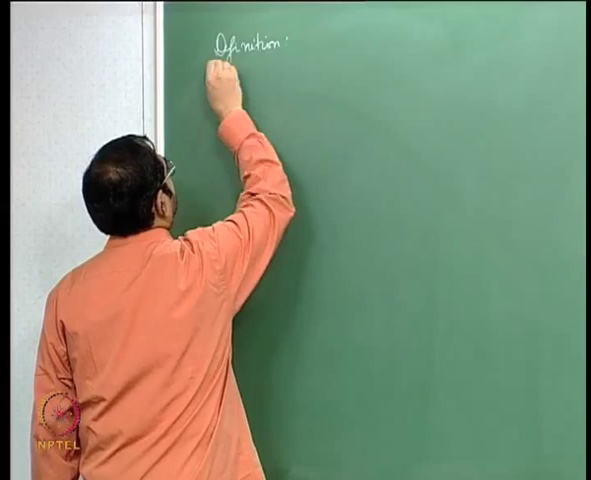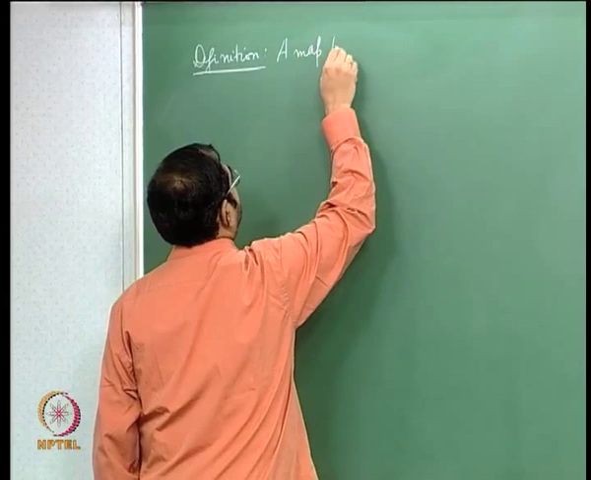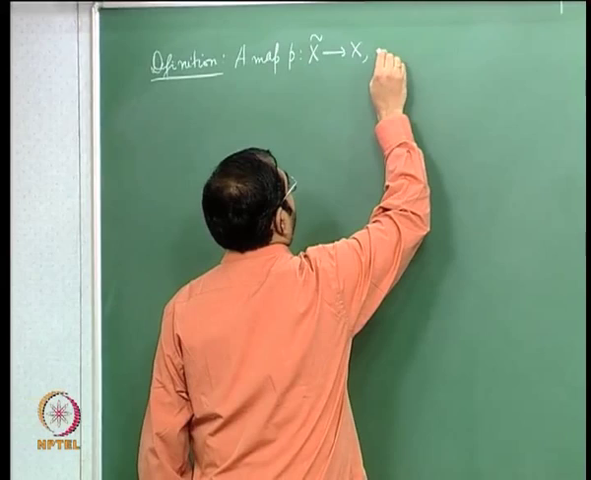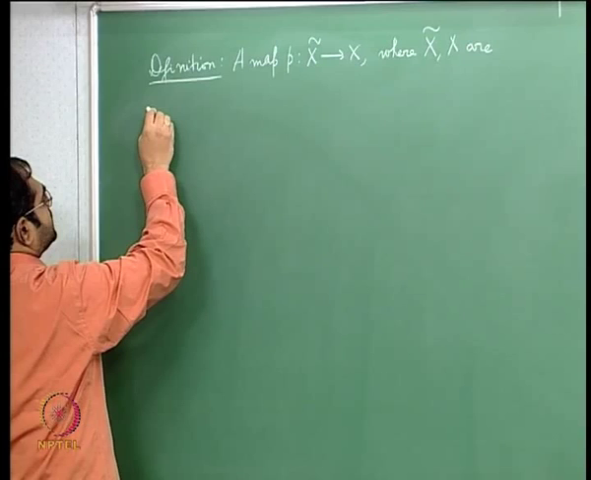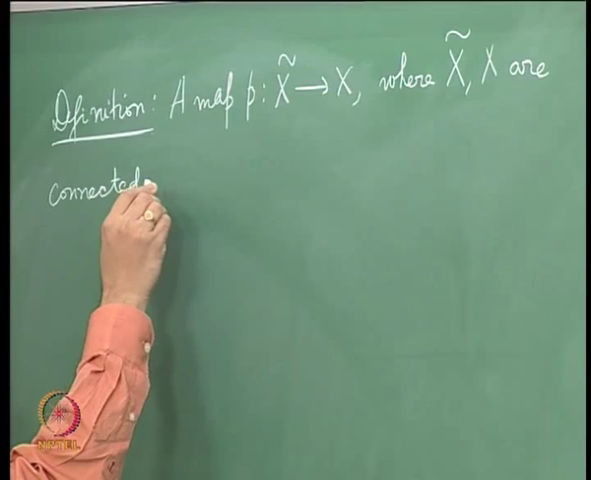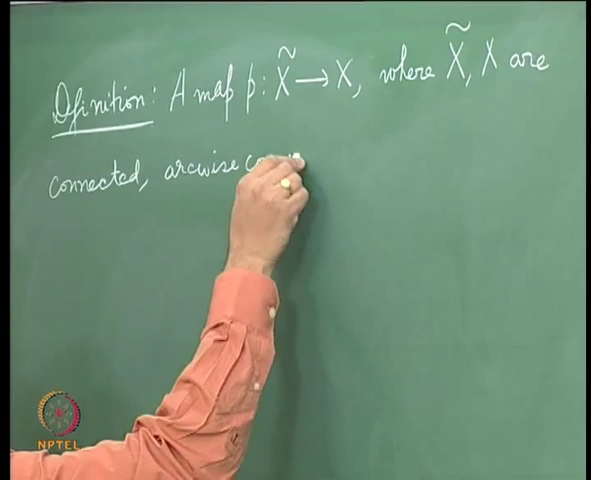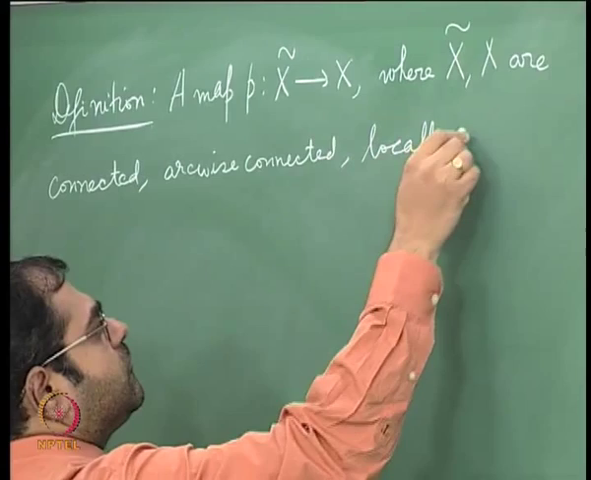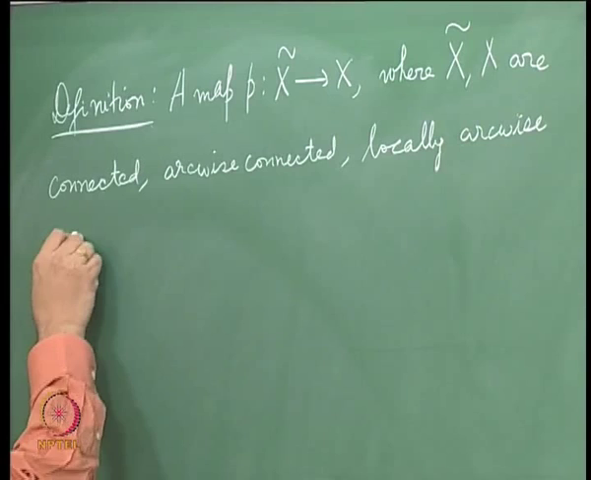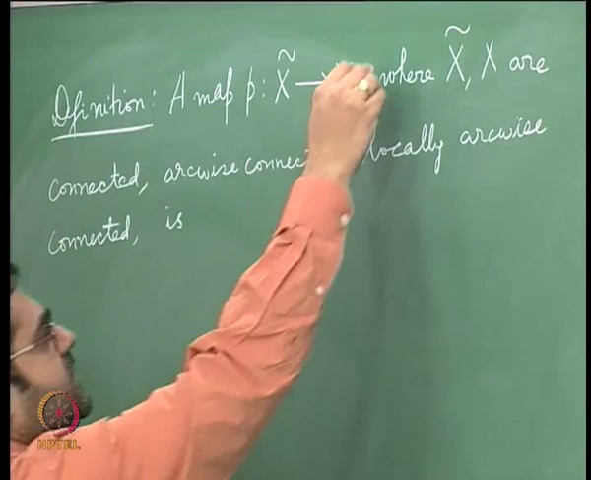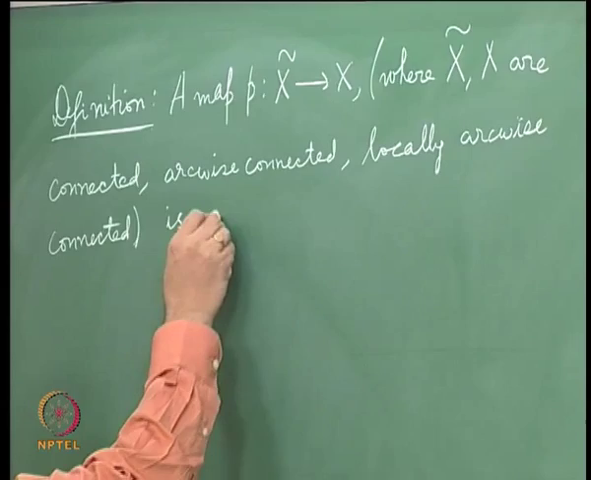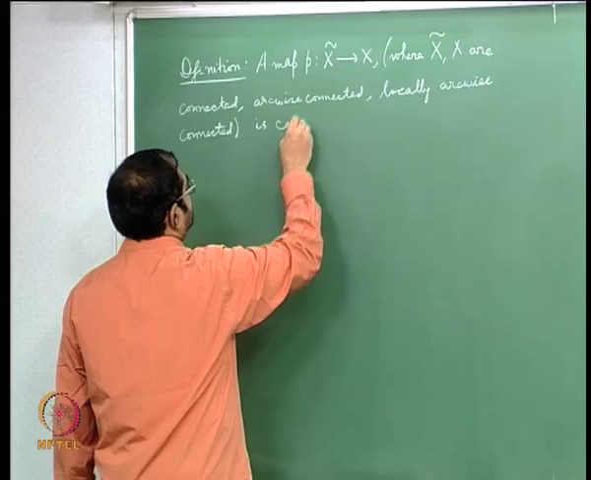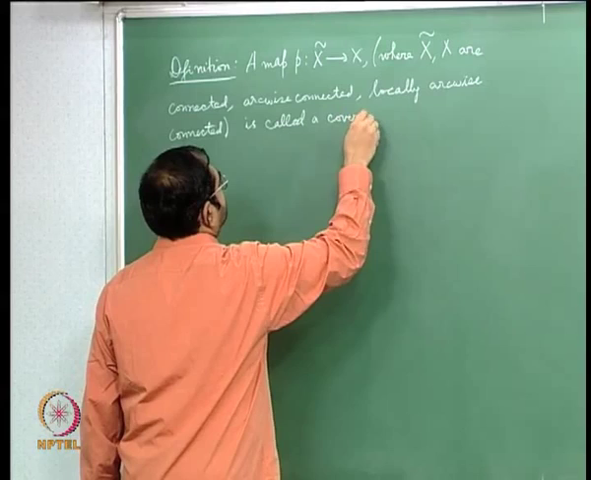A map P from X tilde to X, where X tilde and X are connected, arcwise connected, locally arcwise connected. Let me put this in brackets. So these are certain technical conditions, I'll explain them. A covering map, if, so let me list the conditions.